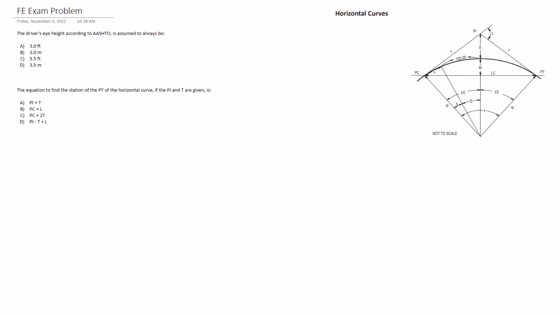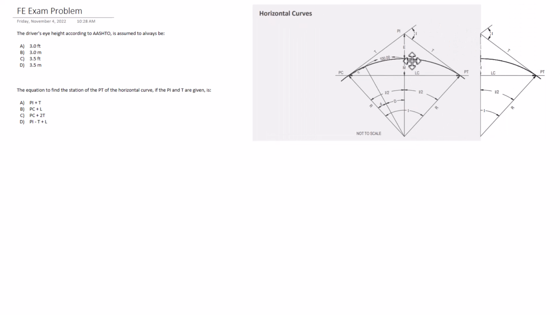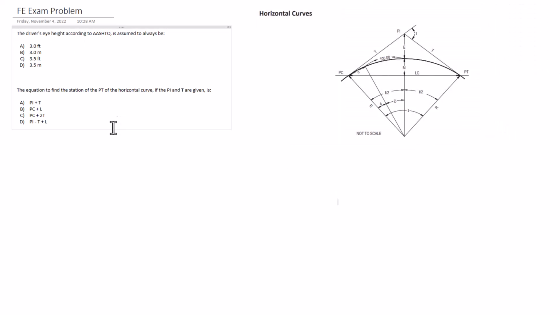Anyways, let's get into it. We've got 2 conceptual problems here. They're transportation themed. We've got one involving driver height and one involving horizontal curve. So let's just get into this one. So this one states the driver's eye height, according to AASHTO, is assumed to always be.